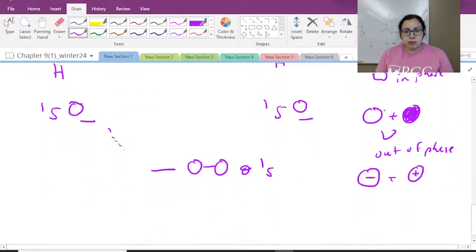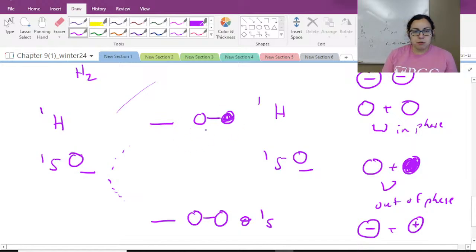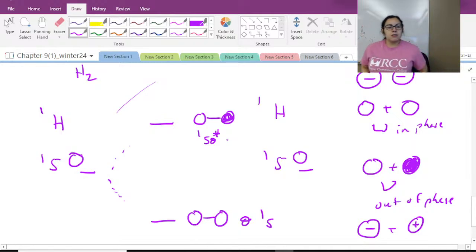And so now we have to write this out of phase combination. So this is our anti-bonding orbital. So this is not favorable, right? We don't want electrons in here. And so this is 1s sigma anti-bonding. And that little star, again, means anti-bonding. So that's kind of unfavorable.